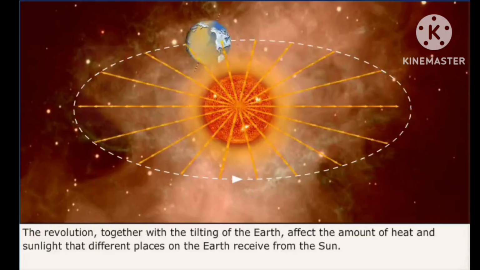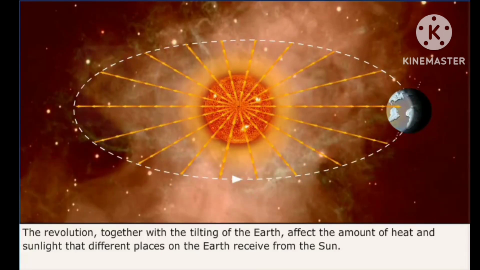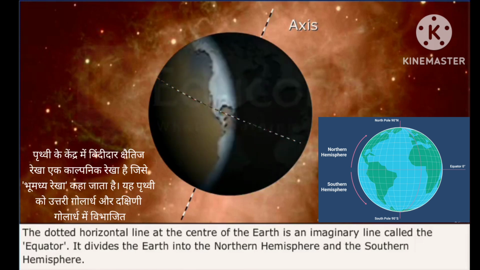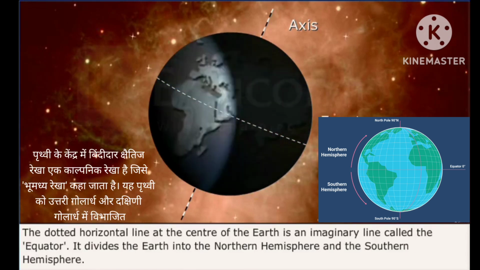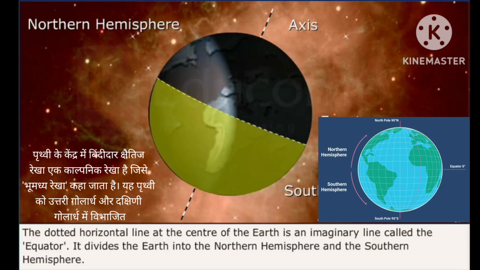The revolution together with the tilting of the Earth affect the amount of heat and sunlight the different places on the Earth receive from the sun. Look at this figure. The dotted horizontal line shown at the center of the Earth is the imaginary line called the equator. It divides the Earth into the northern hemisphere and the southern hemisphere.